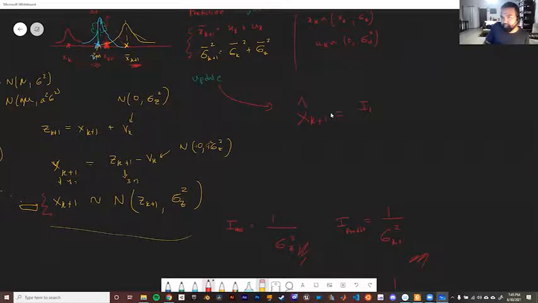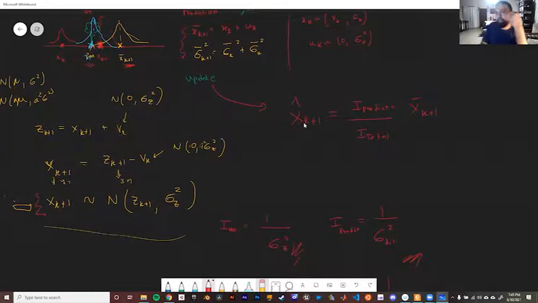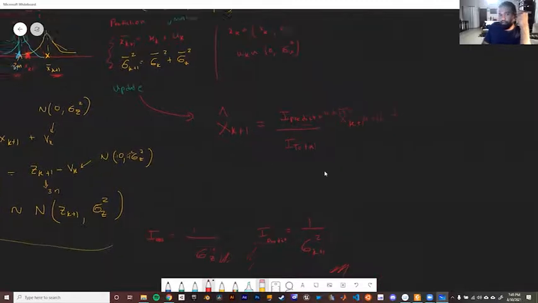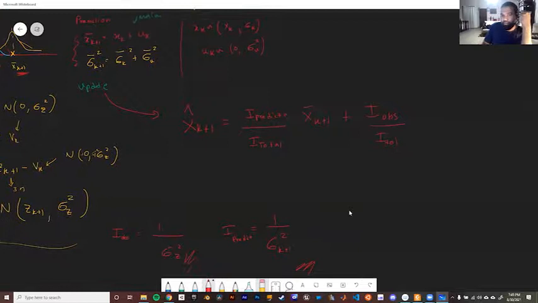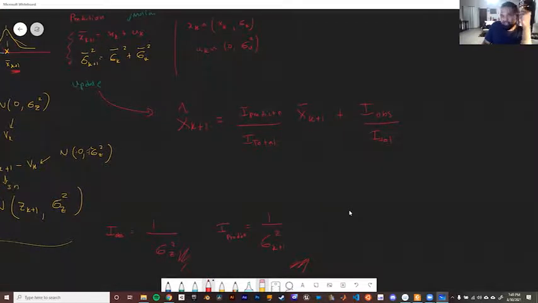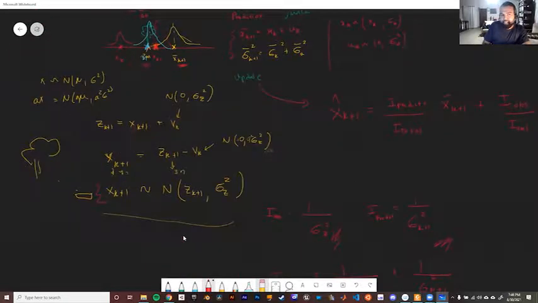I prediction, the information that is predicted, divided by I total, into x bar k plus 1, right? So I'm weighting how much the prediction matters, plus I observation over I total into what I'm getting from the observation. In this case, z k plus 1, right? Because again, I'm taking a simple model where z k plus 1 equals x k plus 1.